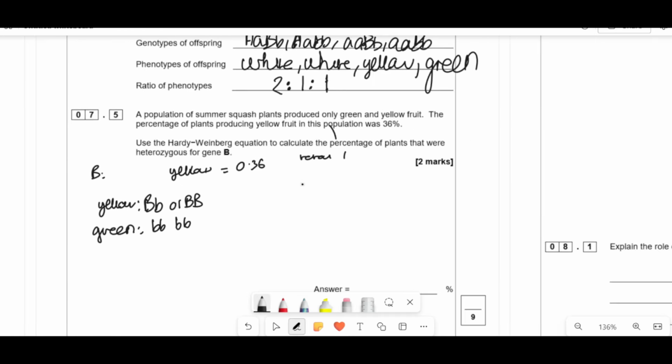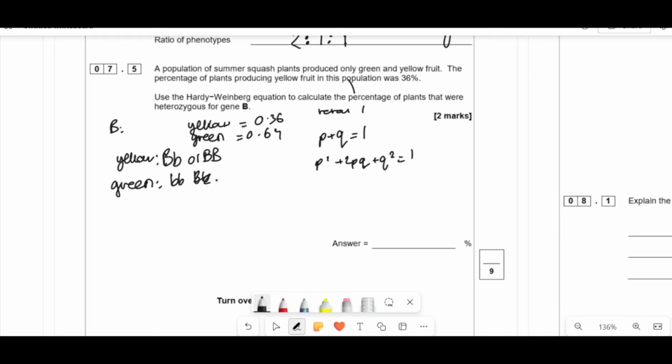Therefore, we know that p plus q equals 1, right? And we also know that p squared plus 2pq plus q squared equals 1. These total are going to add up to 1 or 100%, so the greens are going to be whatever's left over from 1 minus this. That means we have 0.64 of these that are green. Now, we've just said that green can only be bb, right? So if we say p represents big B and q represents little b, that means that q squared is going to equal 0.64, right?